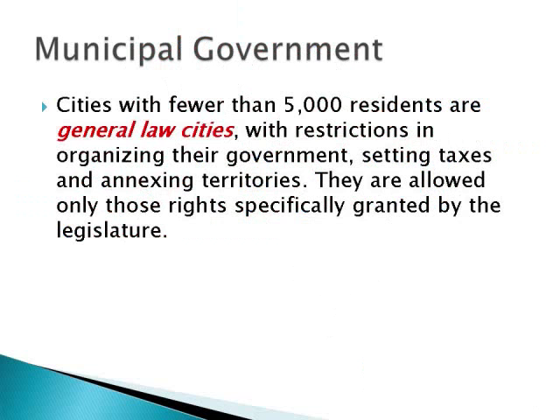Under the state's constitution, cities with fewer than 5,000 residents are classified as general law municipalities, with restrictions on their organization, their taxing and their spending authority, as well as their ability to annex territory. They are permitted only the authority in these areas that is granted by the state legislature. There are a total of 862 cities in Texas that are general law cities.